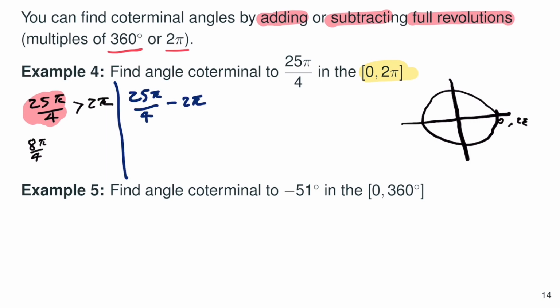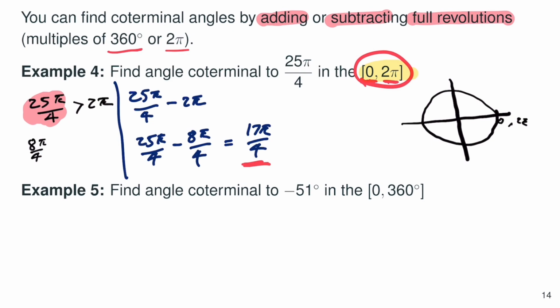We subtract 2 pi. We're subtracting a full revolution. Well, we need a common denominator when we subtract fractions, right? 2 pi with denominator 4 will be 8 pi over 4. It gives us 17 pi over 4. So we need to check: is this in the range between 0 and 2 pi? If not, we have to subtract one more time, or as many times as needed until we get an angle between these two numbers. Because each angle has an infinite number of coterminal angles, we only want to find the one that is between this range. Right now, this is technically coterminal to the original angle.